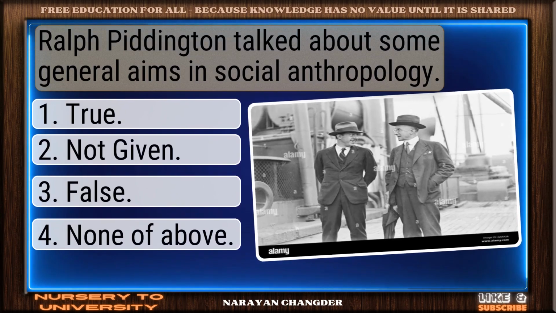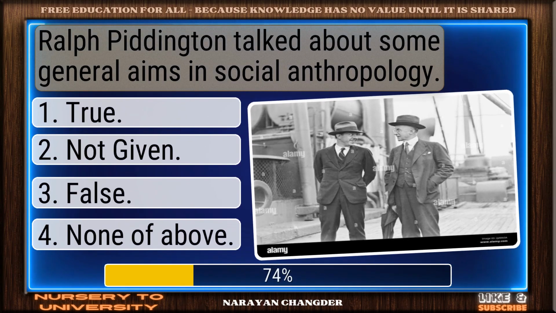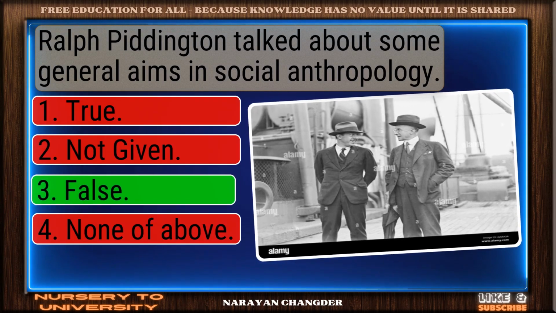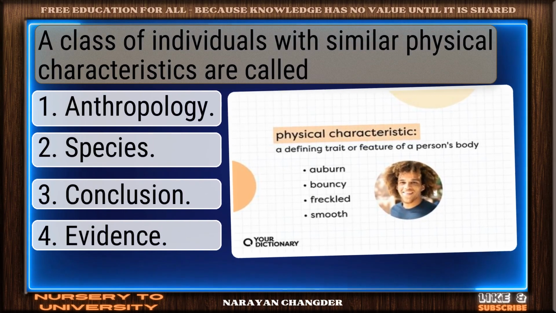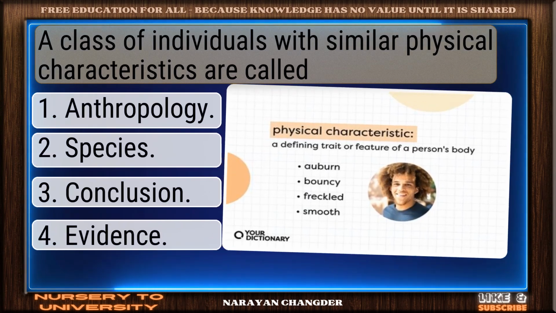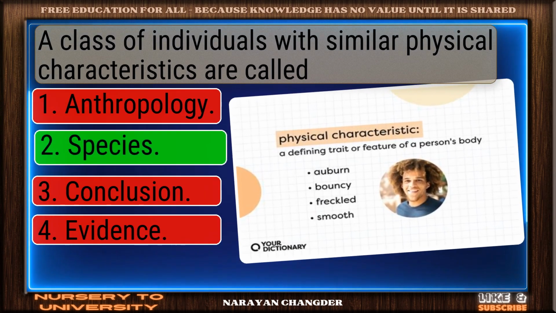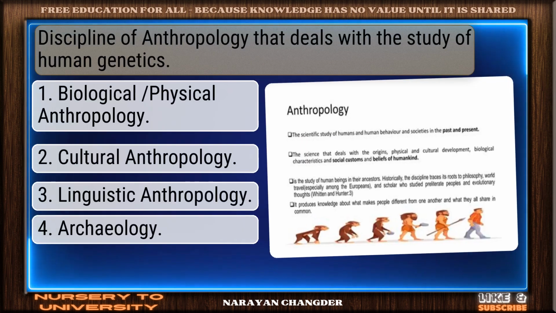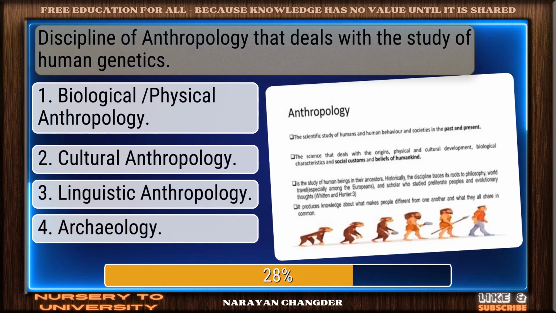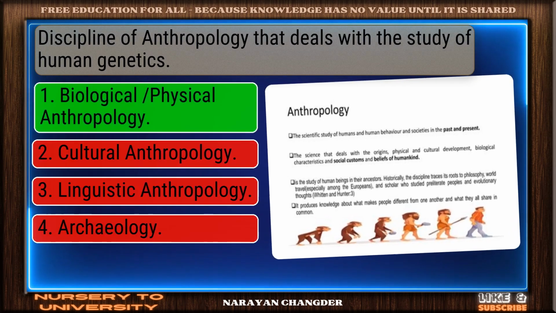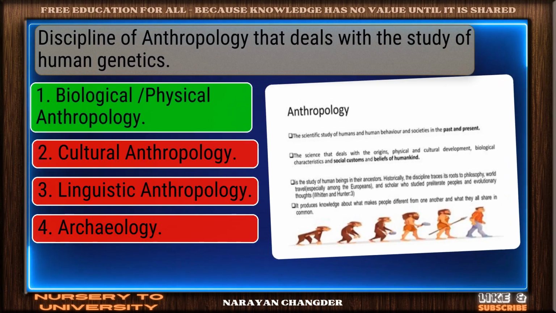Ralph Piddington talked about some general aims in social anthropology. Right choice. False is the best answer. A class of individuals with similar physical characteristics are called. Exactly. Species makes sense. Discipline of anthropology that deals with the study of human genetics. Sharp thinking. Biological physical anthropology is the right choice.